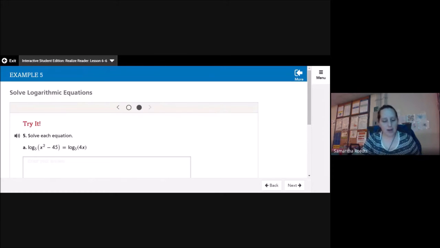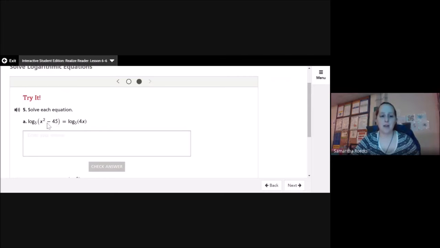All right, so let's try it. Solve each equation. Log base 5 of x squared minus 45 equals log base 5 of 4x. Okay, because I have the same log, log base 5, I can set these equal to each other. So I have x squared minus 45 equals 4x. I'm going to move the 4x to the other side. So I get x squared minus 4x minus 45 equals 0.